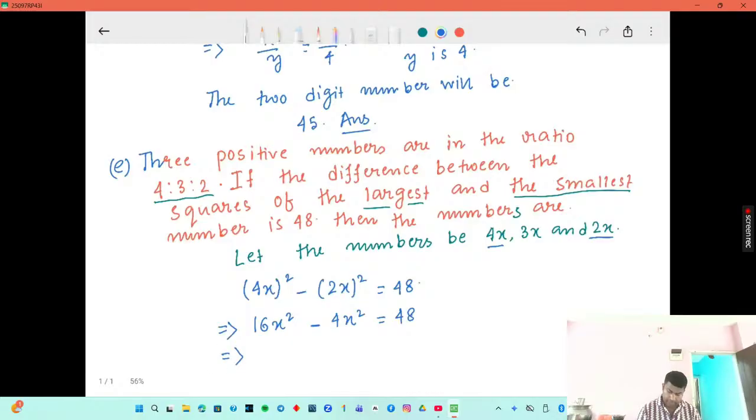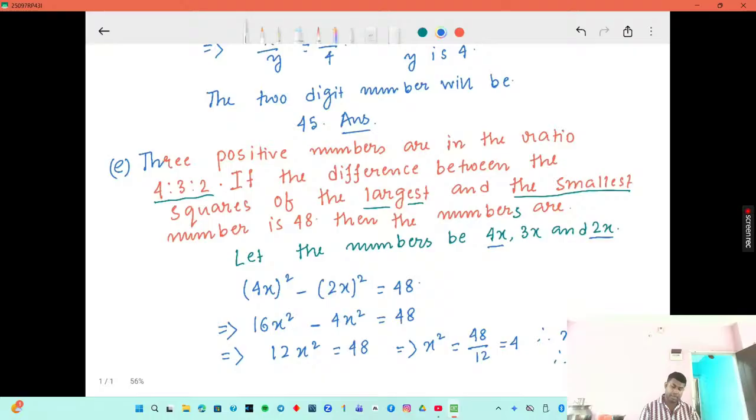So 16 minus 4 is 12x square is equal to 48. So now x square is equal to 48 by 12, which is equal to 4. Therefore x is equal to plus minus 2. Therefore x is equal to plus 2, comma, minus 2.